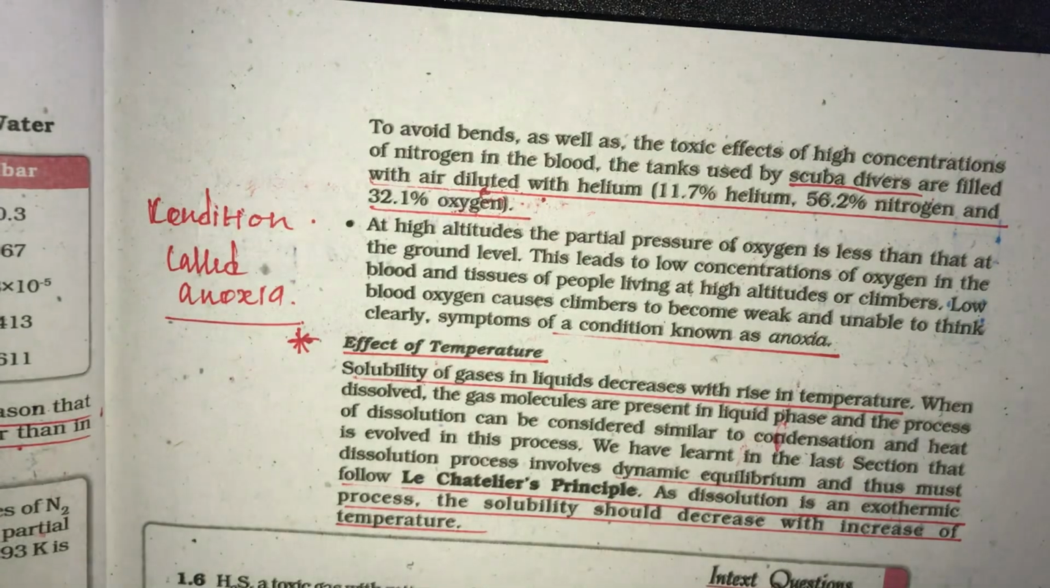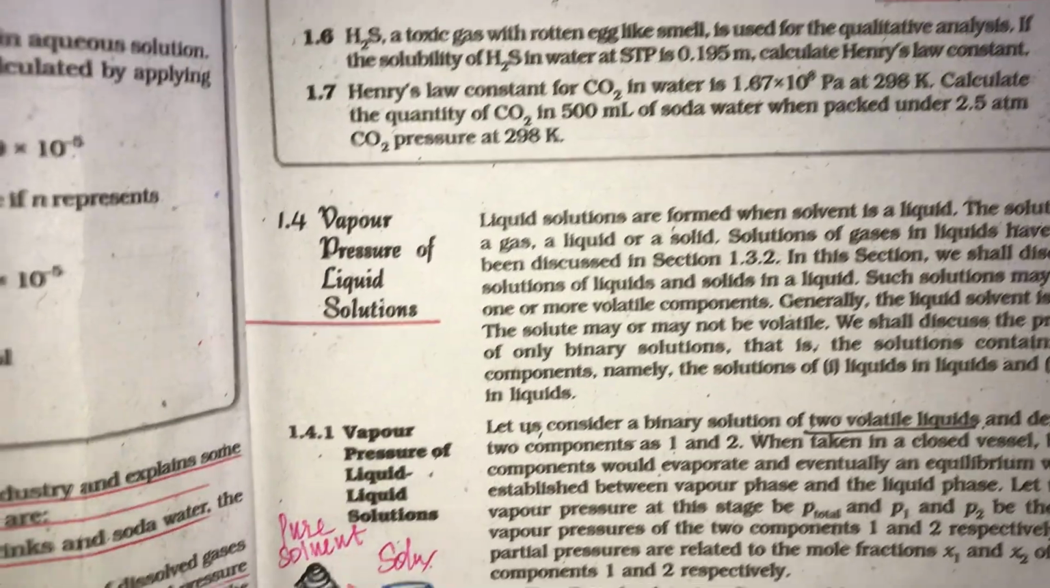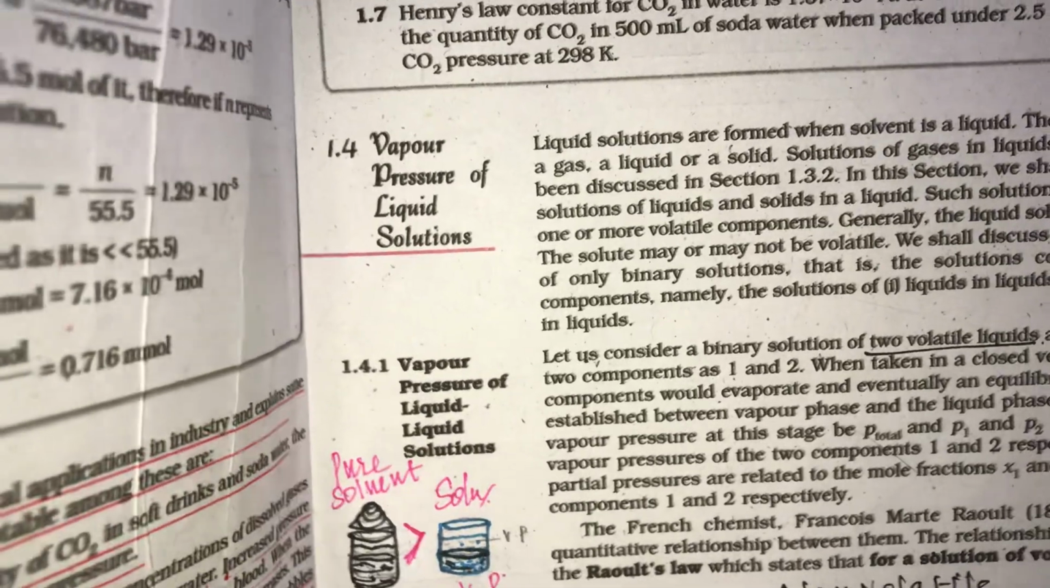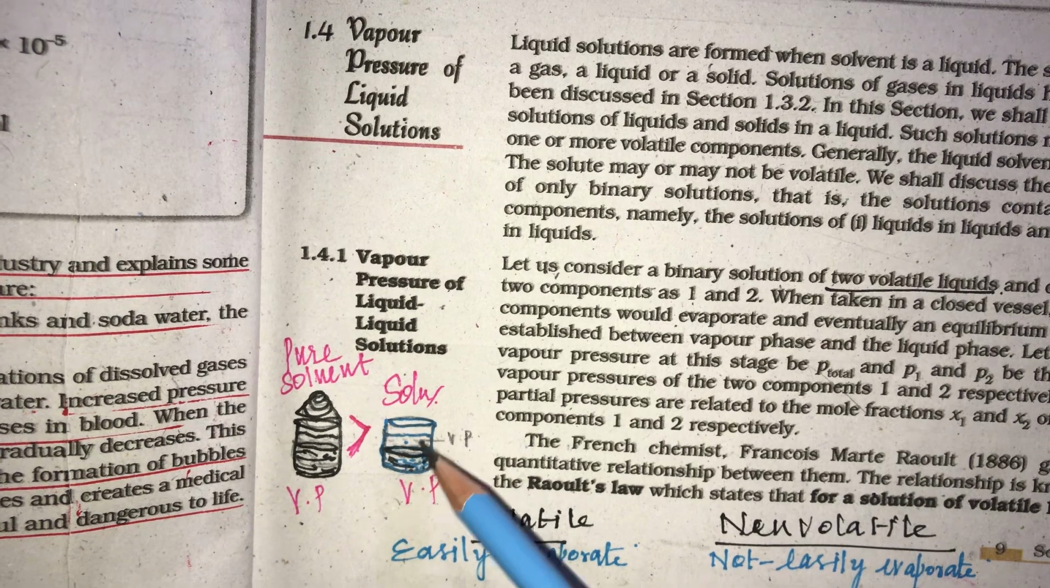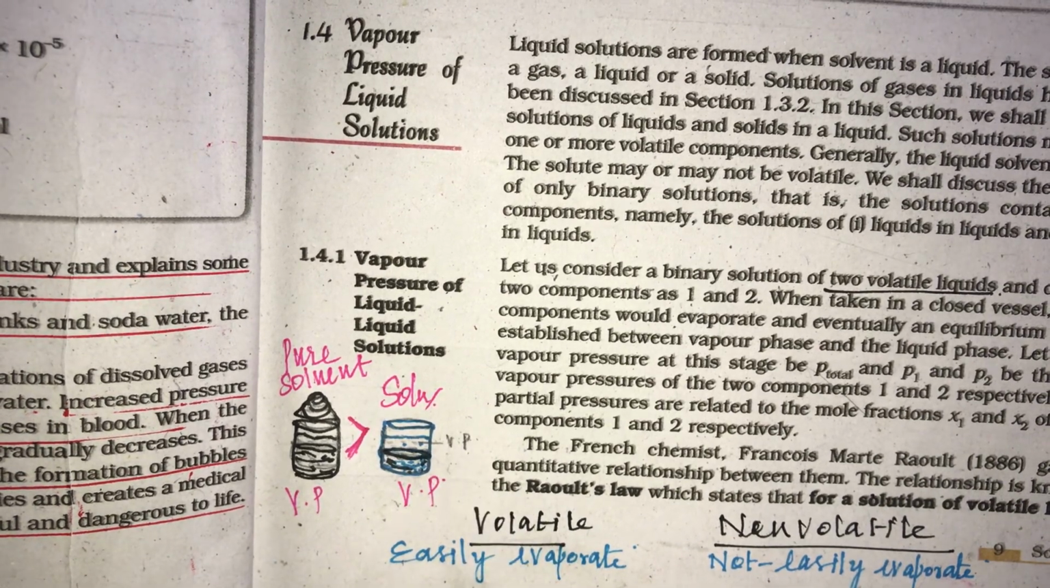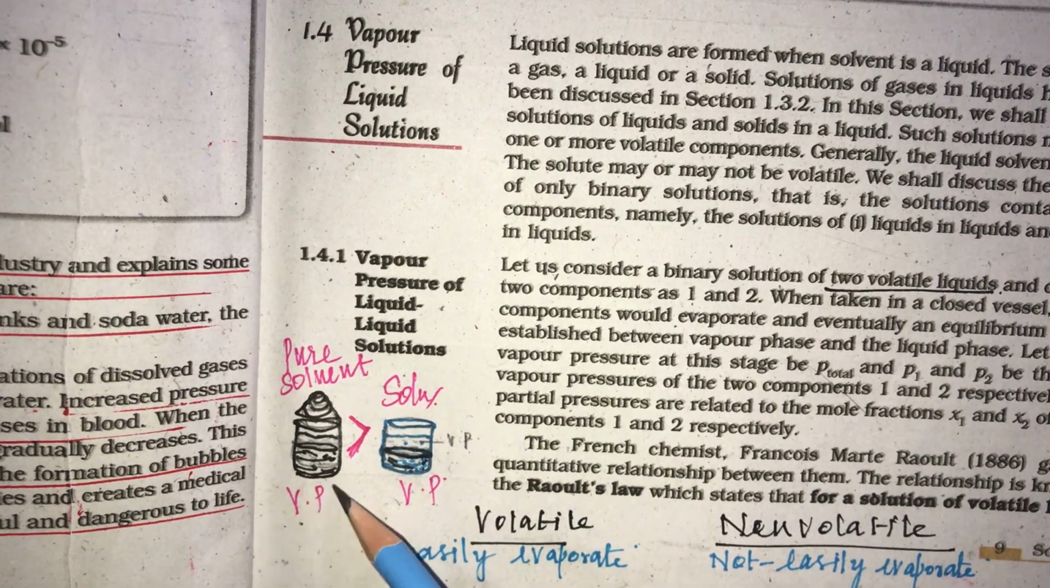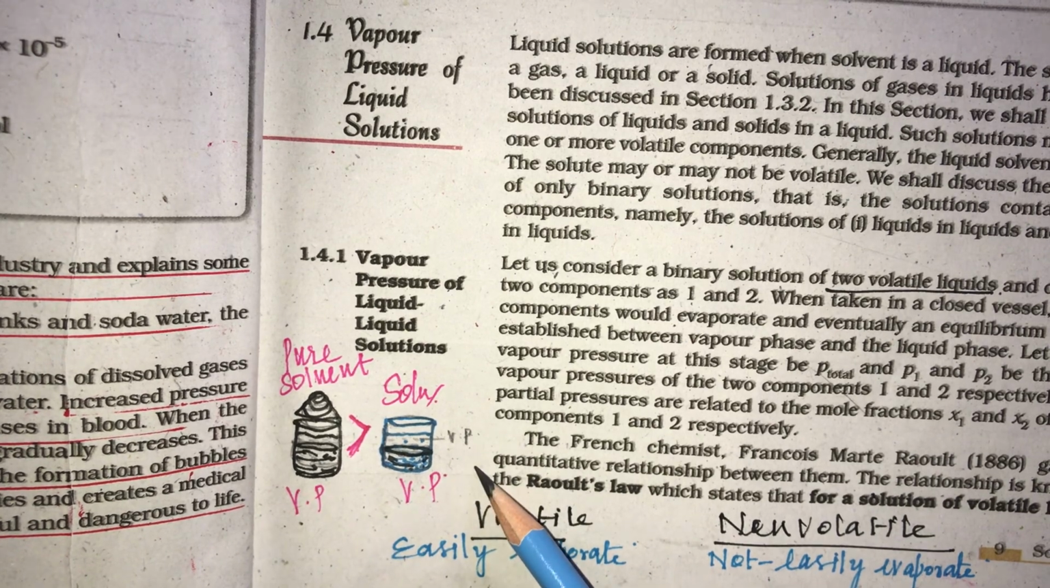Solutions, NCERT chemistry solution, vapor pressure of liquid solution. Vapor pressure is the pressure exerted by the vapor molecules over the surface of a liquid. The pure solvent possesses less vapor pressure than that of the solution.